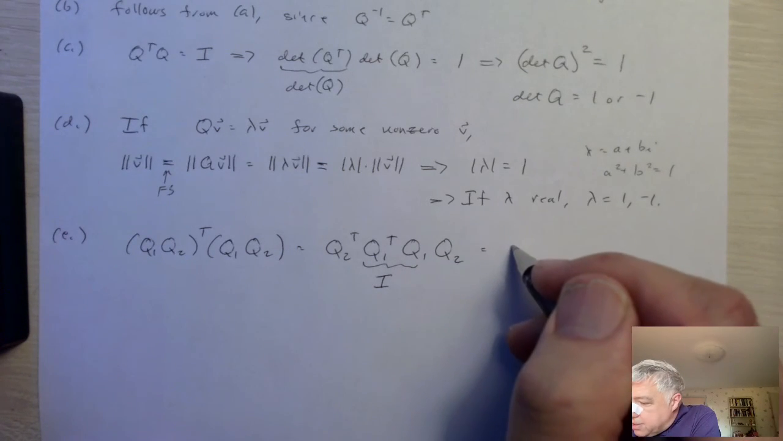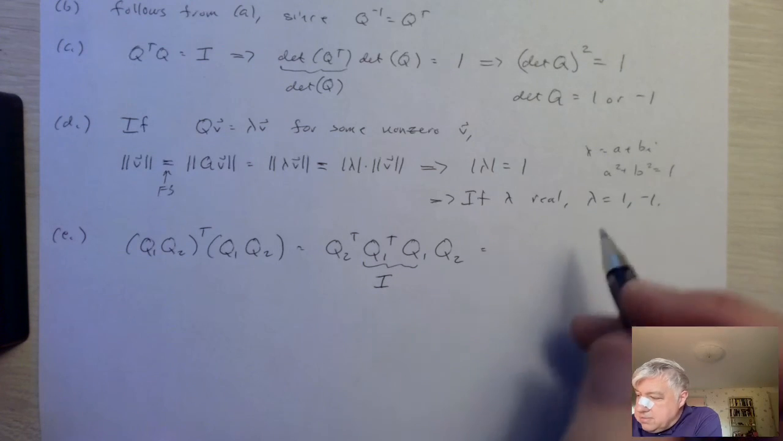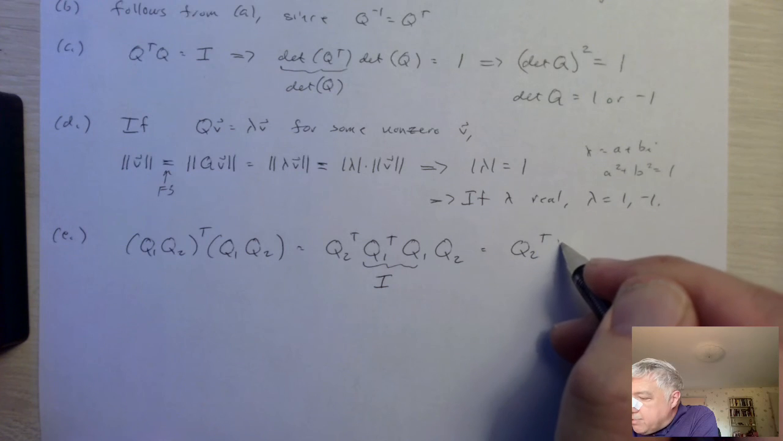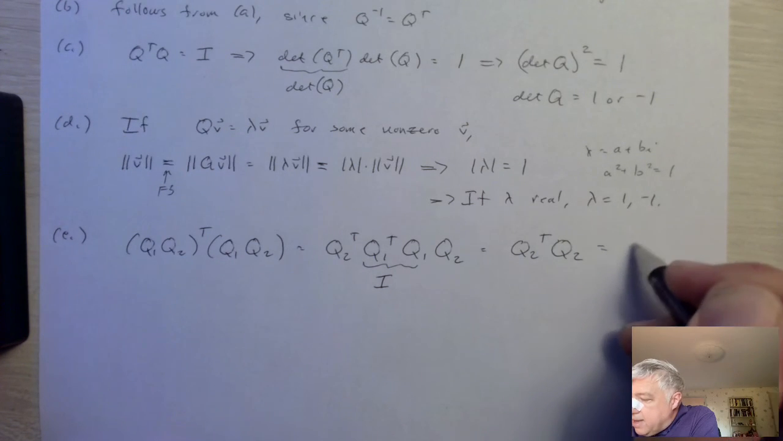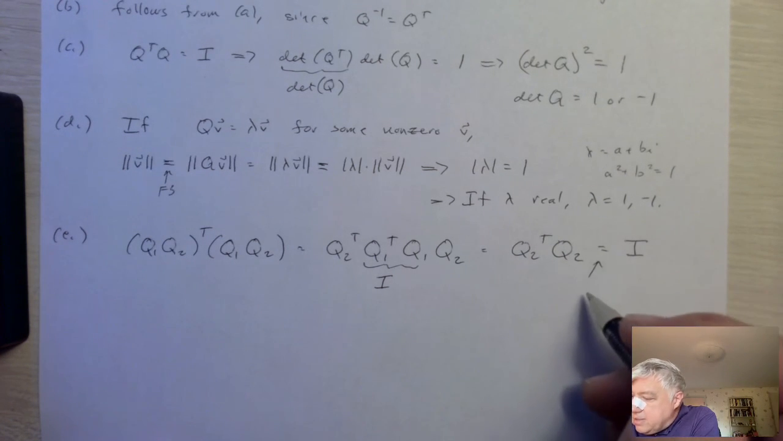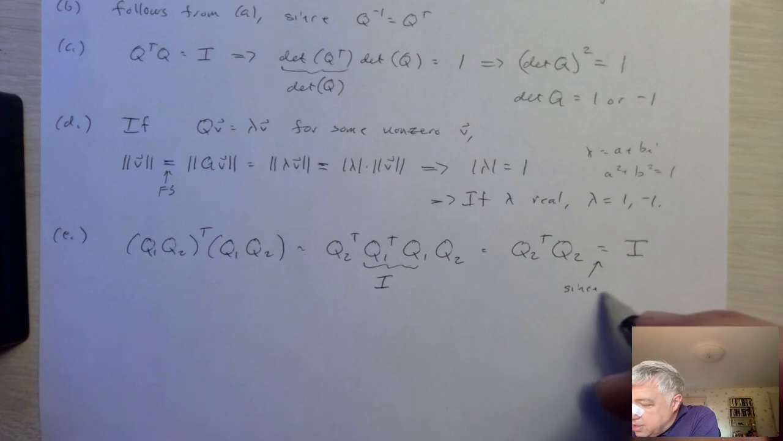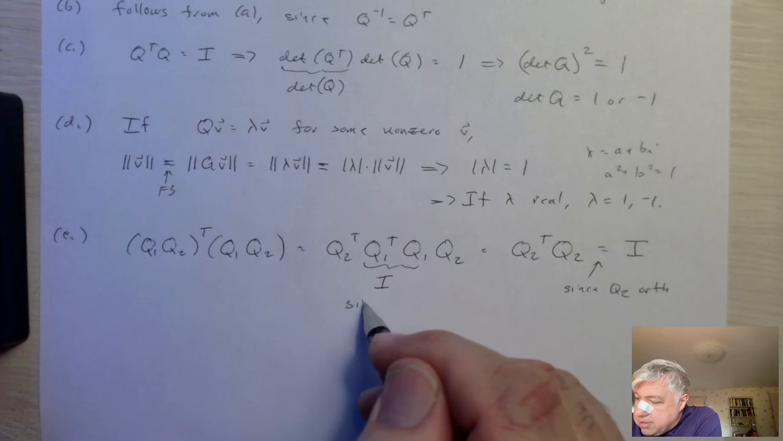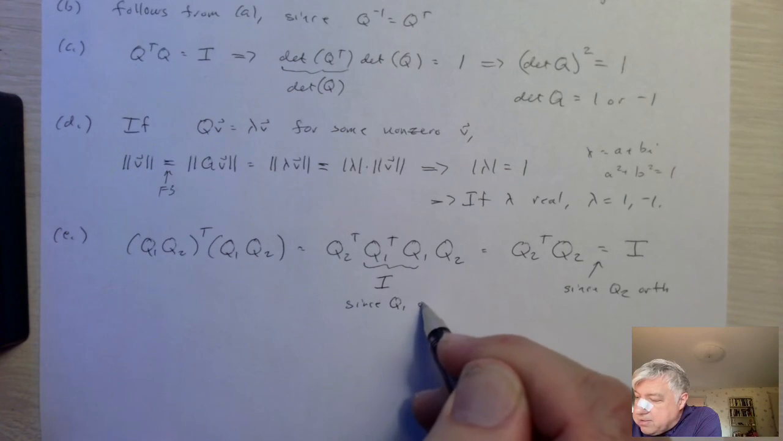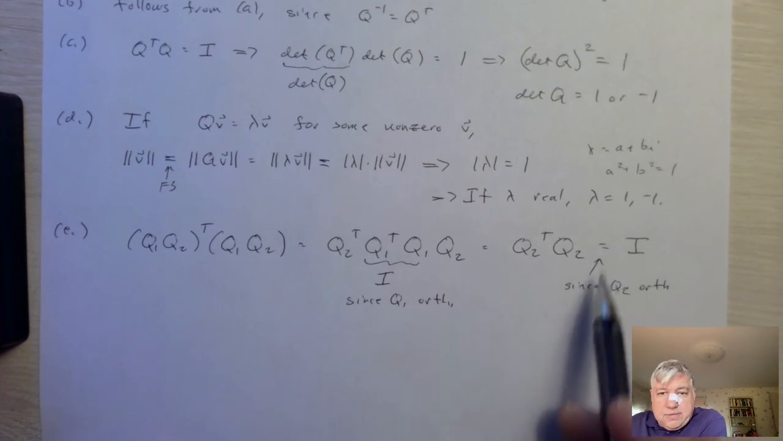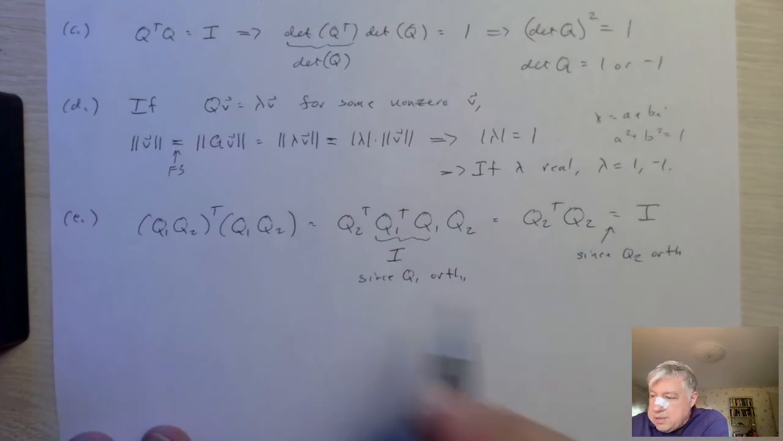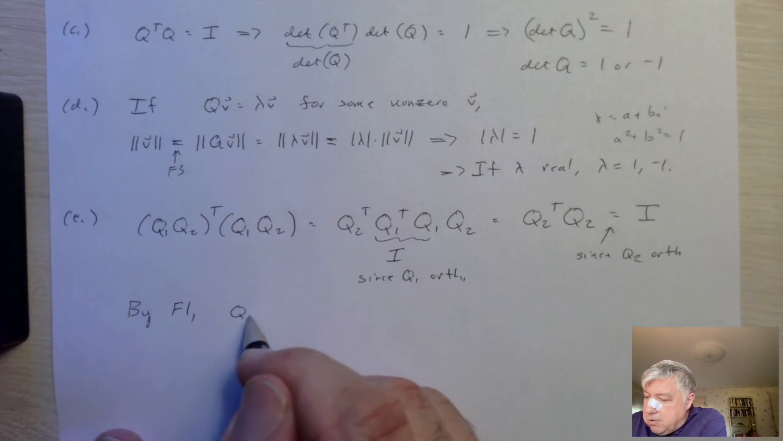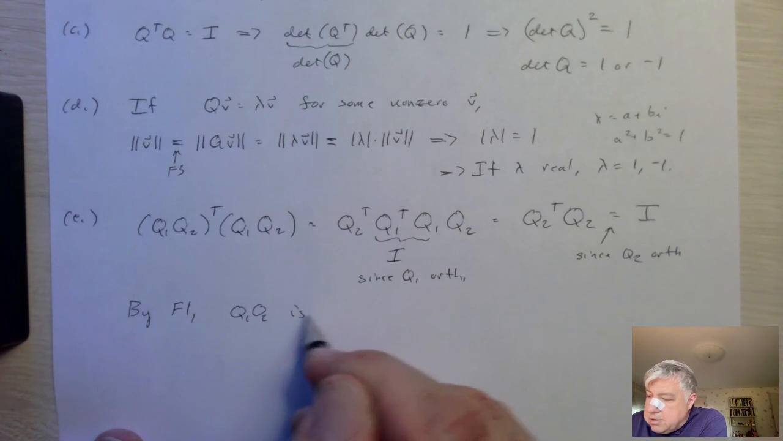The Q1 transpose Q1 in the middle is the identity because Q1 is orthogonal, so we get Q2 transpose Q2, and this has to be the identity since Q2 is orthogonal. And so by fact 1, again, Q1 Q2 is orthogonal.